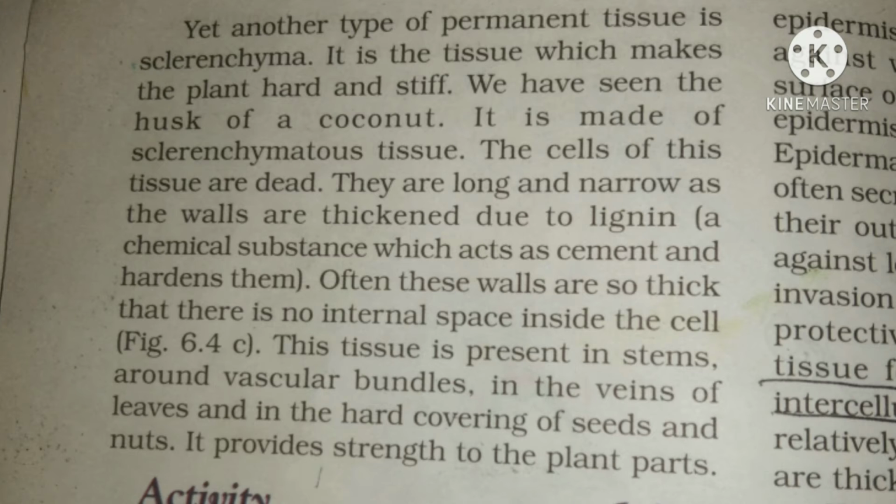Now the cells of this tissue are closely packed and have no intercellular spaces between them. Due to the thickened walls, there are no intercellular spaces between the cells. The cells of this tissue have nearly no protoplasm, no lumen or cell cavity due to thick cell walls. This tissue is present in stems, around vascular bundles, in the veins of leaves and in the hard coverings of seeds and nuts. This tissue provides strength to the plant parts.